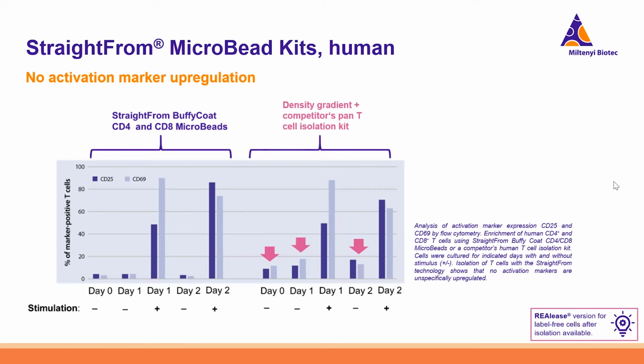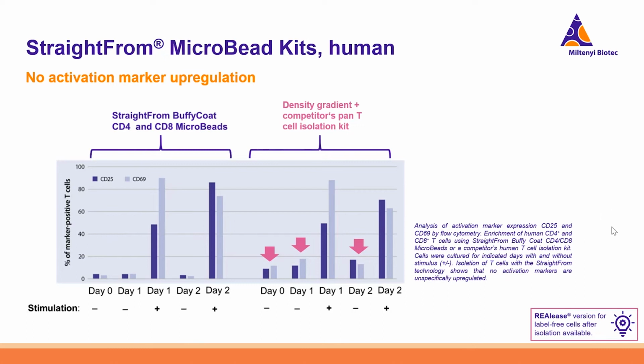Cells isolated with StraightFrom show almost no activation marker expression even after 2 days of culture. However, when activated on purpose, using the T cell activation and expansion kits, the cells highly upregulate CD25 and CD69, showing their full biological functionality.